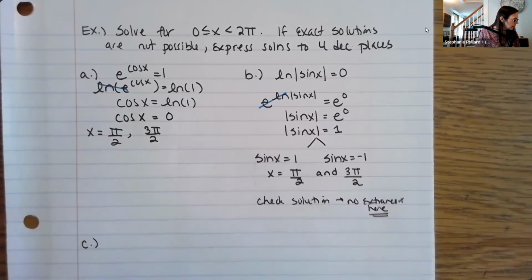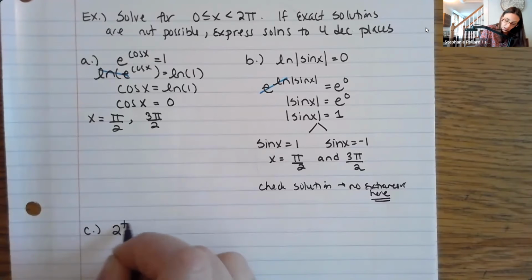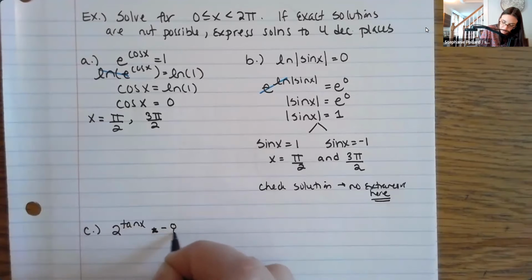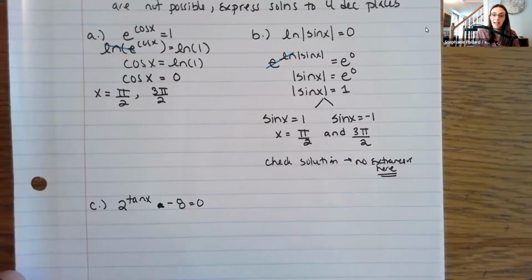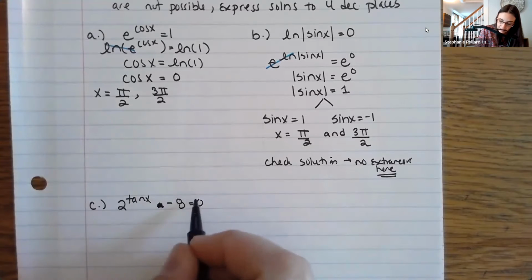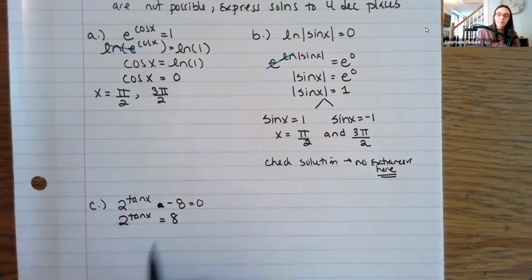All right, let's do one more. And this one we're not going to be able to do exactly. It's going to be 2 to the tangent x minus 8 equals 0. So for something like this, I would try to isolate the exponential as much as I can. So I'm going to add the 8 to both sides, and I have 2 to the tangent x is equal to 8.